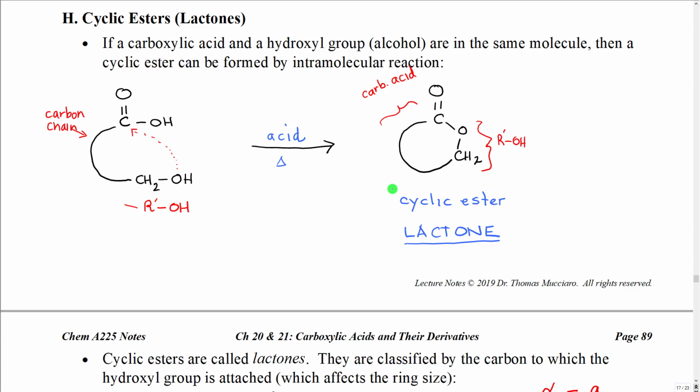It turns out that esters can also be part of rings. We would call these cyclic esters, ring esters. These are formed when a carboxylic acid and a hydroxyl group are present in the same molecule. So this would be a generic example of a molecule that could form a cyclic ester.